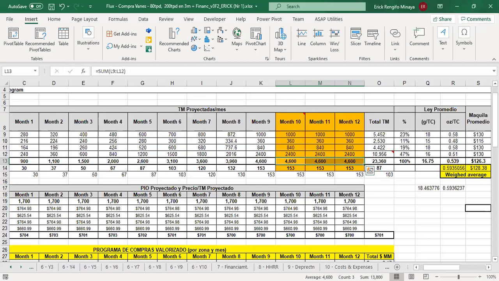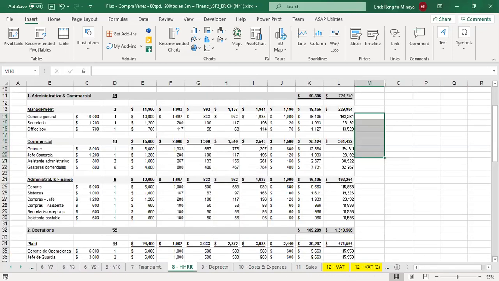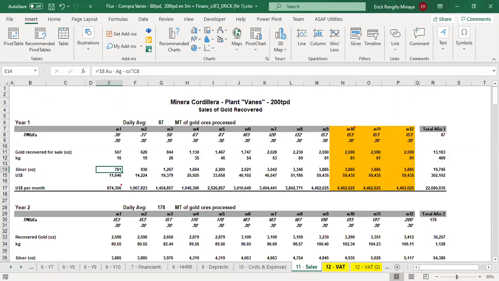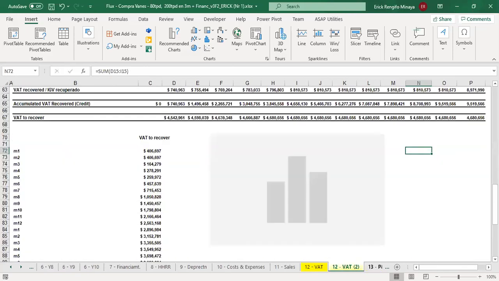And then, of course we have financing, how much money we're going to receive, how much money we're going to pay in interest, etc. Human resources, how many people do we need, what are the salaries, etc. So this is a complete project, do you agree? And what we are doing now, guys, is simply analyzing the last line of everything. So let me show you.